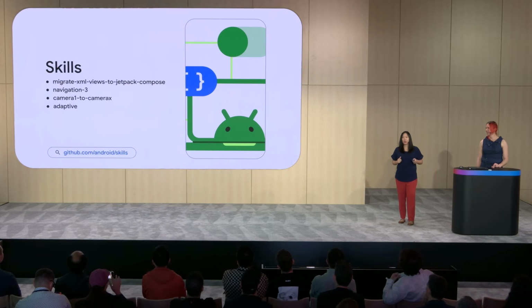These building blocks are crucial pieces of an adaptive app, and we're continuing to add more. In addition to these specific migration skills, we have created an overall adaptive skill that uses the recommended patterns and libraries we've talked about to update your existing app across any size screen.